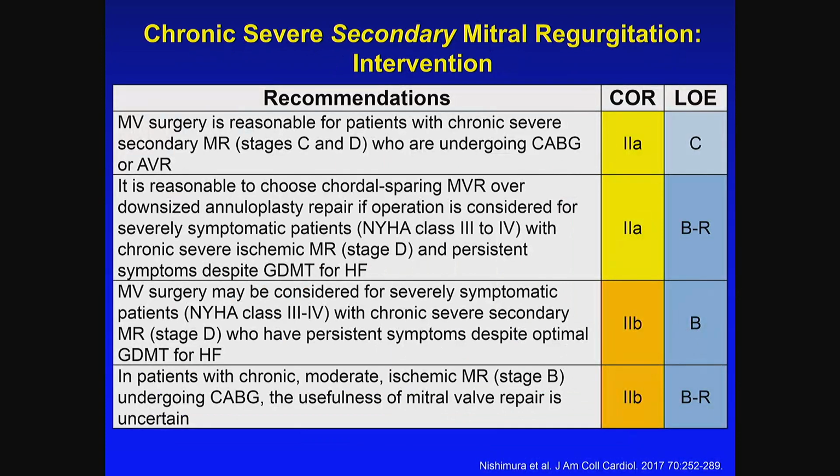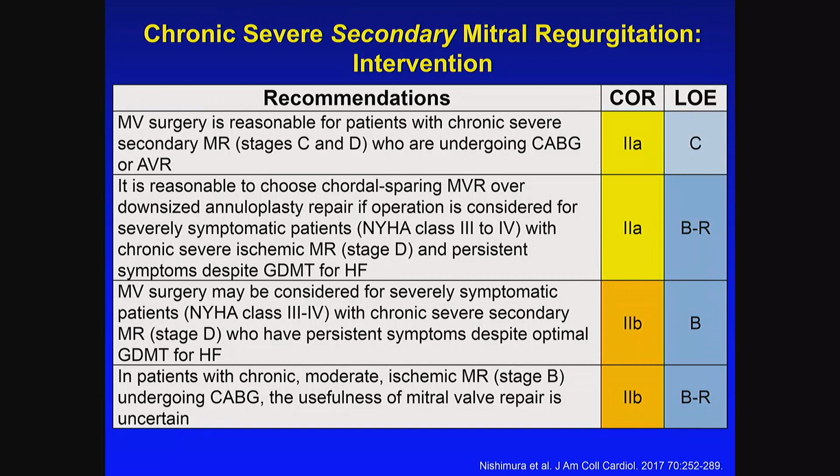And so what do we do to intervene on patients with chronic severe secondary mitral regurgitation? Well, there aren't any class 1 recommendations. However, we have 2A recommendations that mitral valve surgery is reasonable with chronic severe MR in patients undergoing another surgery like a CABG or aortic valve replacement, and that it's reasonable to choose a cord-sparing replacement in favor of an annuloplasty ring if the operation is considered for severely symptomatic patients who have persistent heart failure despite guideline-directed therapies.